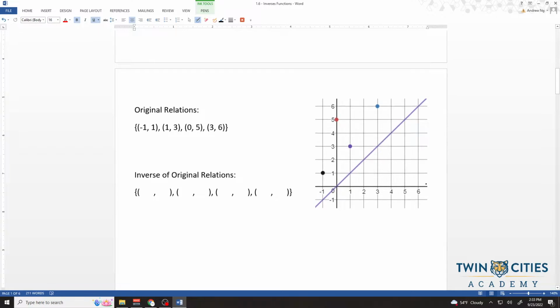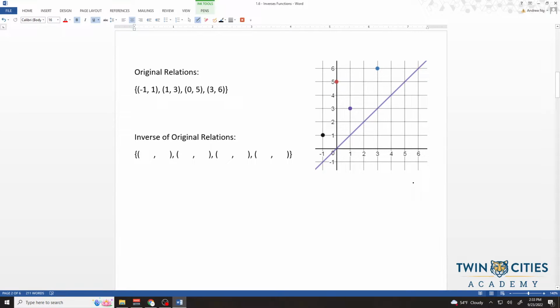What about graphically? Let's say I've got this here. These are the points -1, 1, so -1, 1 is right here. I've got 1, 3, so over 1, up 3, right here. I've got 0, 5, right here, and 3, 6, so to the right 3, up 6, this point right here. What if I were to reverse all of these relations? So I've got -1, 1. If I were to reverse this, this would be 1, -1. 1, 3 would be 3, 1.